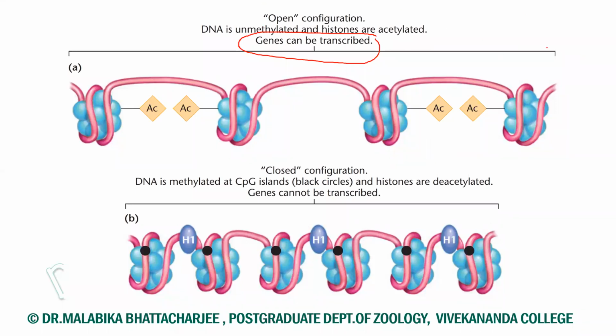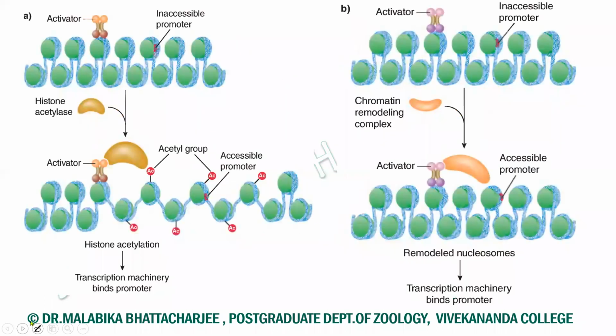When histone is acetylated, the DNA is in open configuration. When the histone is deacetylated, we are seeing that the DNA is moving into closed configuration. Now, what is this acetylation? What happens actually? I'll come to this picture here.